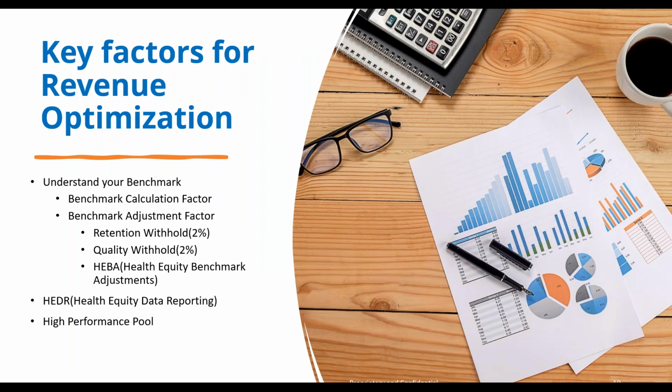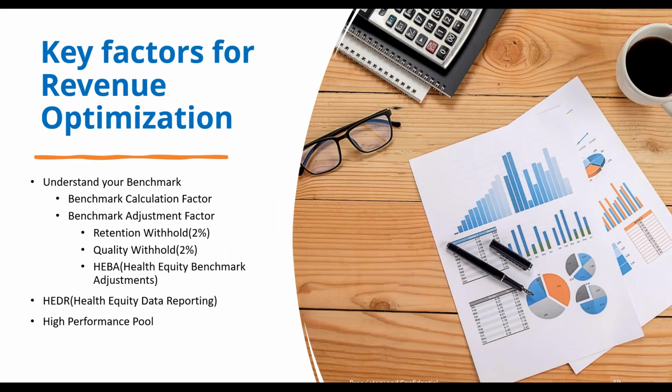Now, the key factors for revenue optimization. One of the key factors is to understand the benchmark. What are the different benchmark calculation factors? What are the different factors that CMS has introduced? Now, we'll talk about how the benchmark is calculated, but there are different adjustment factors as well that we should take a look at. One of them is retention withhold. Retention withhold is at 2% of the total amount of care or the benchmark. Now, the retention withhold, the CMS will release the retention as soon as we sign up for the second year as an ACO. There is also a 2% quality withhold that we'll be discussing in more detail going forward.